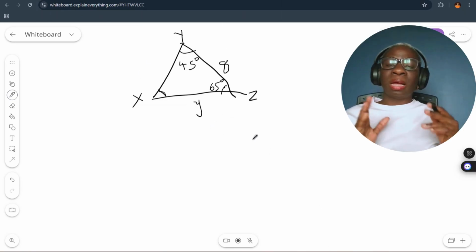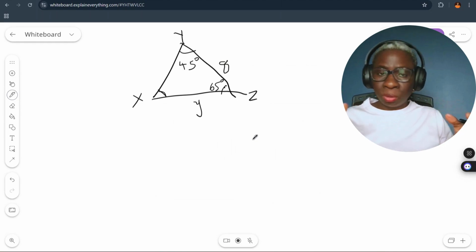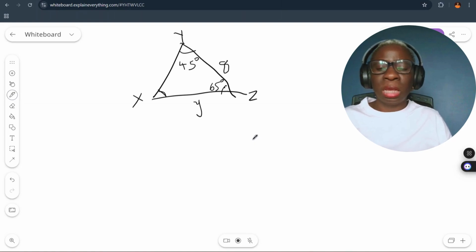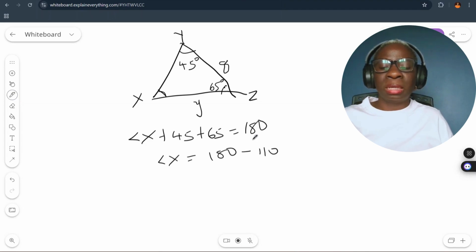So to calculate angle X now, it is easy because we were given two angles already, and the sum of angles in a triangle is 180 degrees. So we just say angle X plus 45 plus 65 will be equal to 180, and that is the sum of angles in a triangle. So angle X will be equal to 180 minus that, which is 110, so angle X will be equal to 70 degrees.